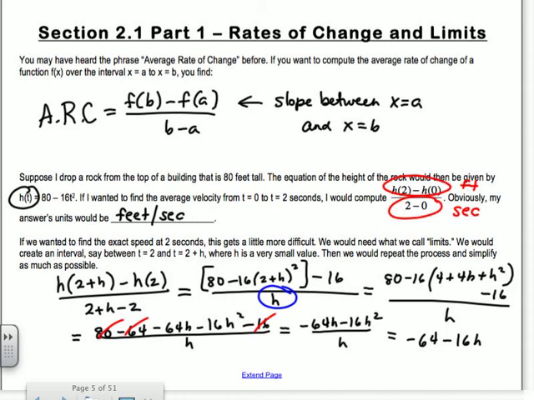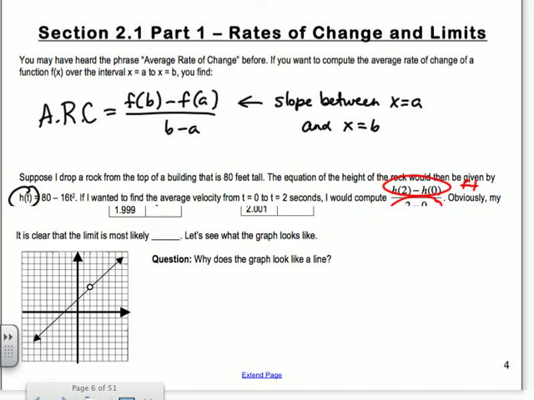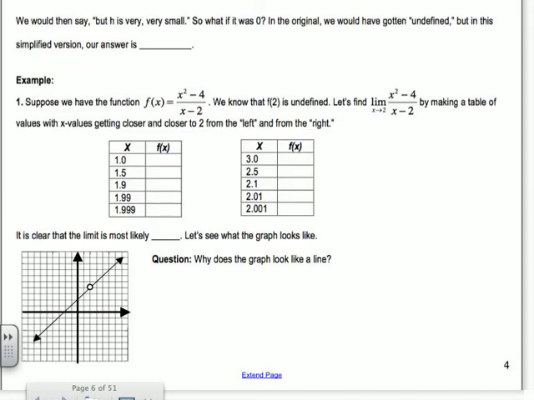Negative 64. So as h gets tinier and tinier, our velocity, our average rate of change, gets closer and closer to negative 64. You guys see it? Okay. So that's what it says. It says, then we say, but h is very, very small. So what if it was 0?